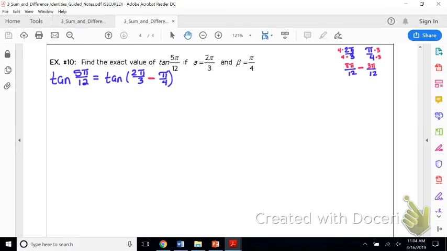All right, so we go to our formulas. We're looking for tangent of alpha minus beta. Oh, we're using these big old ones. And so it tells us that tangent of alpha minus tangent of beta is over 1 plus tangent of alpha tangent of beta.